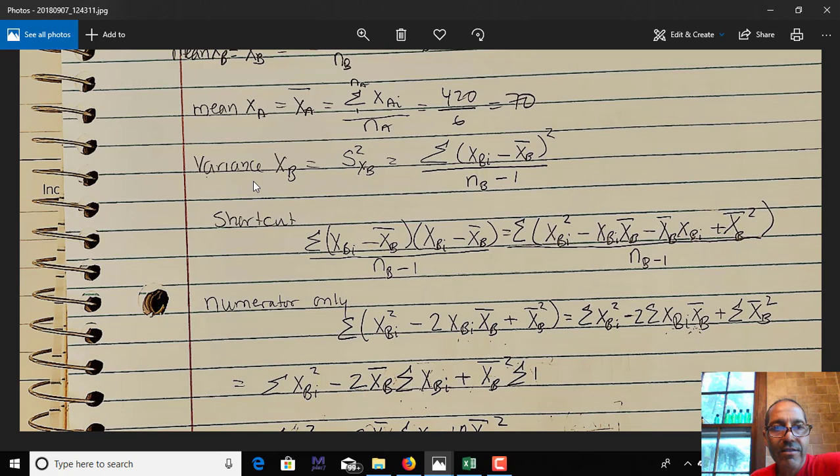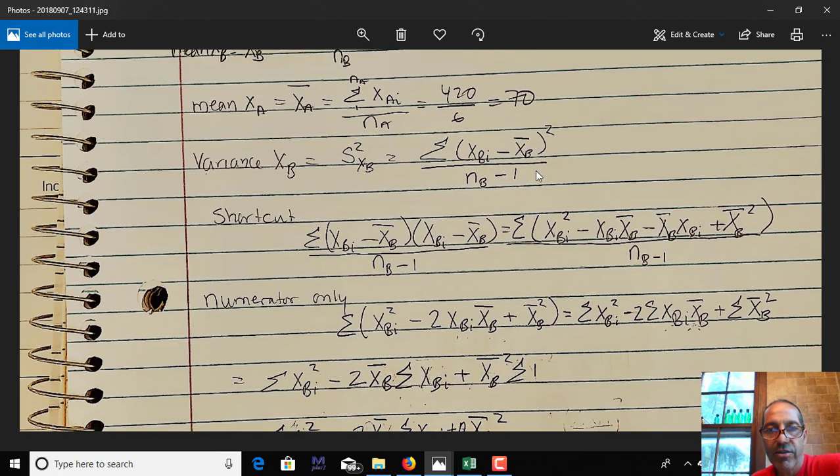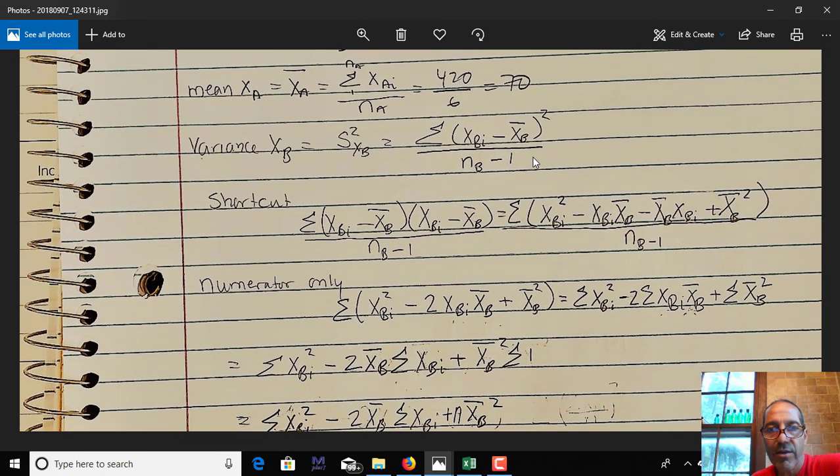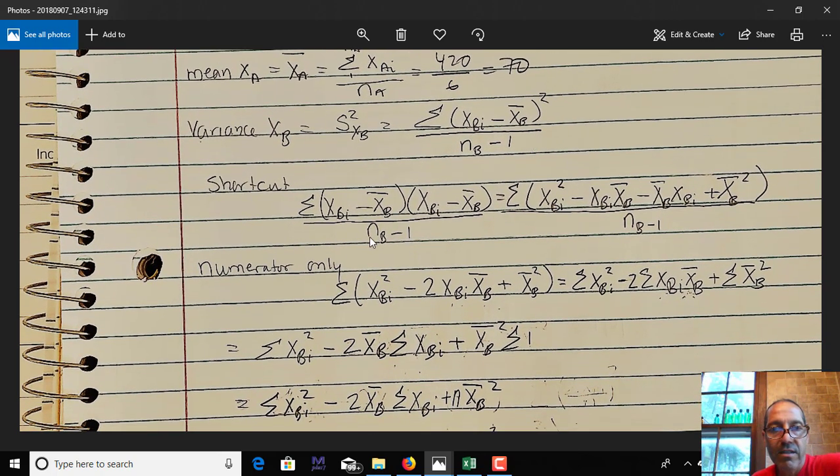So we have to calculate the variance for each of these. There are 2 different formulas for the variance. There's the formula that I showed you in class, the non-shortcut formula, which is the summation of the sum of squared differences between each individual value and its mean, divided by n minus 1, because we lose a degree of freedom since we're estimating the population value from the sample.